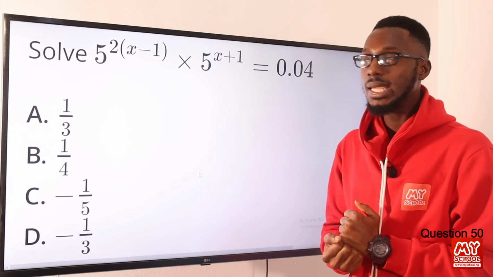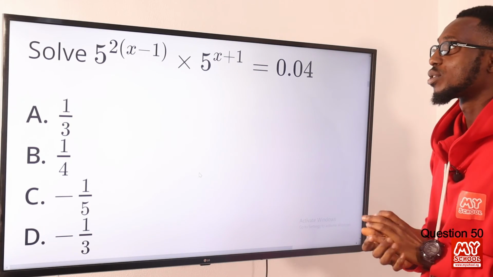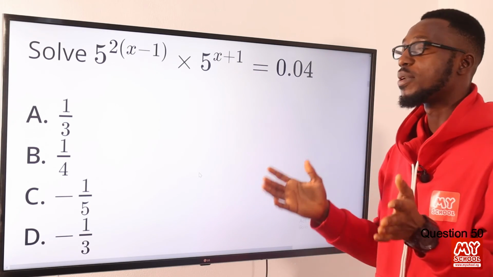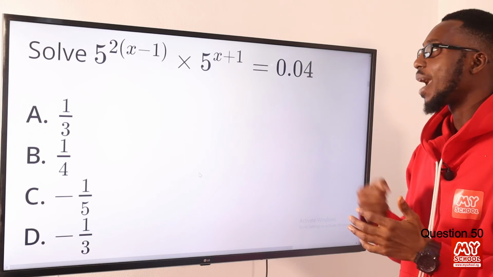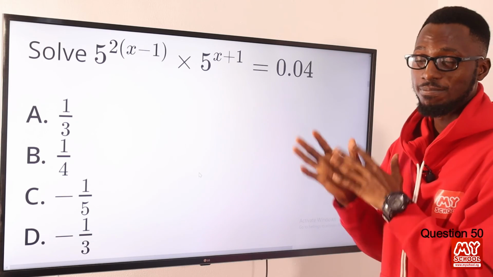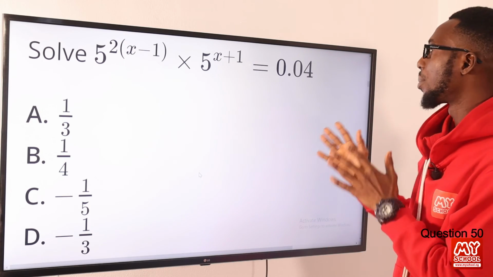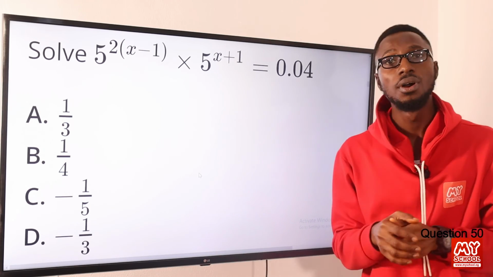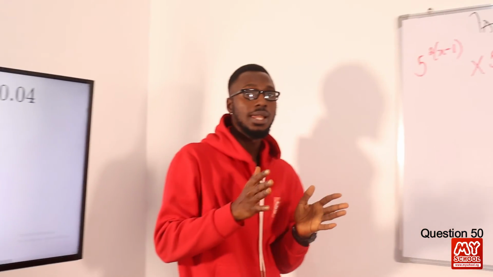Question 50. Solve 5 raised to power 2 open parentheses x minus 1 times 5 raised to power x plus 1 equals 0.04. All right, so this is a question on indices.